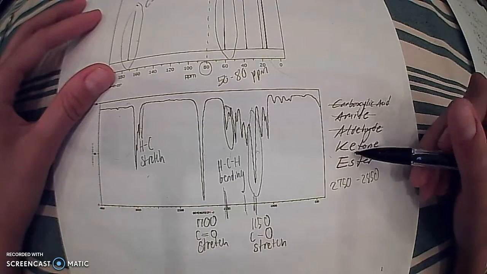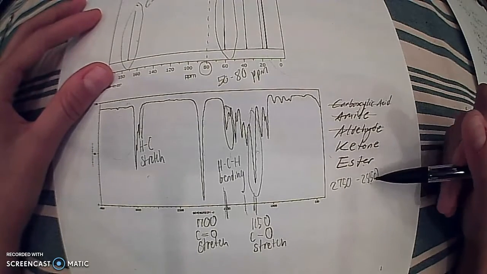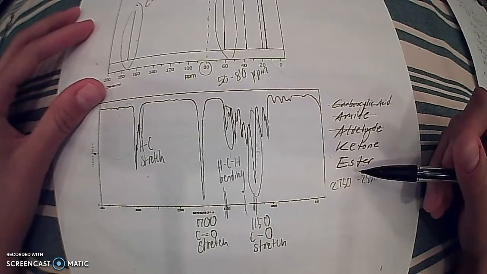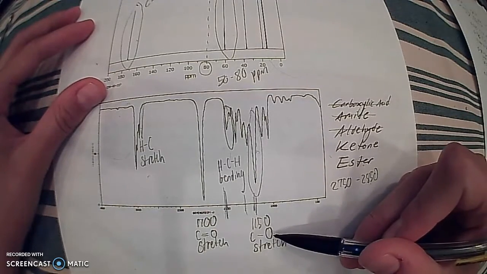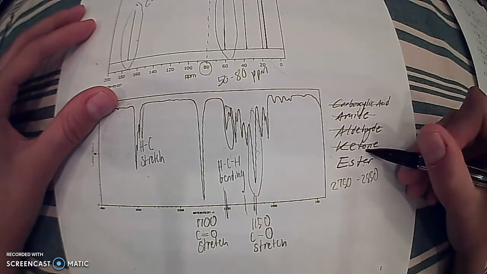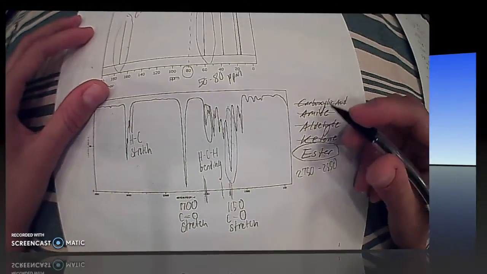And then we're left with the ketone and the ester, and from the information we've already gathered, we also have a carbon to oxygen single bond, so we're going to go ahead and cross off the ketone and circle that ester.